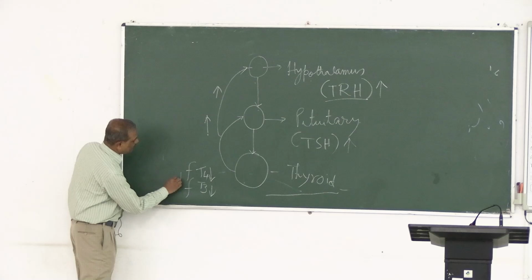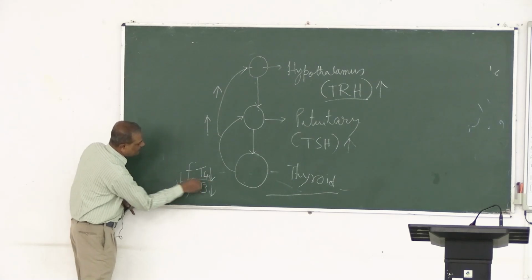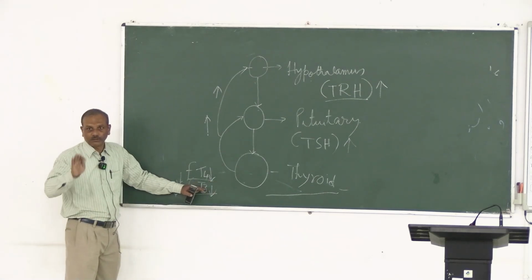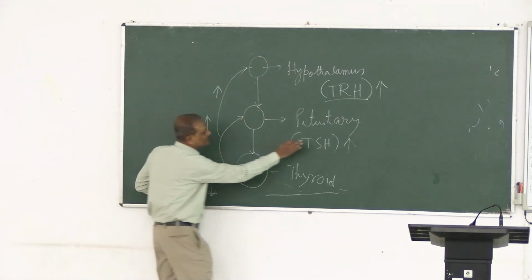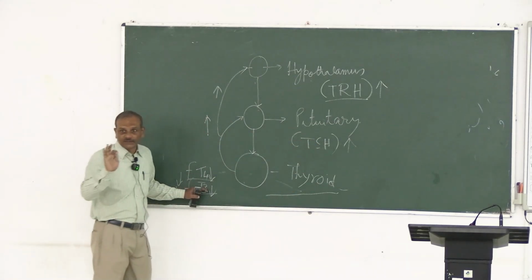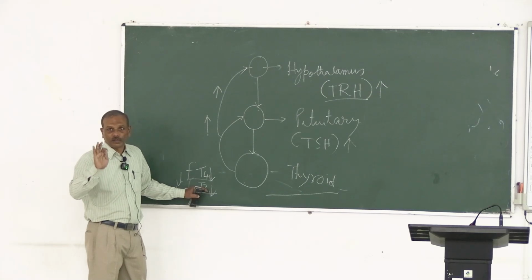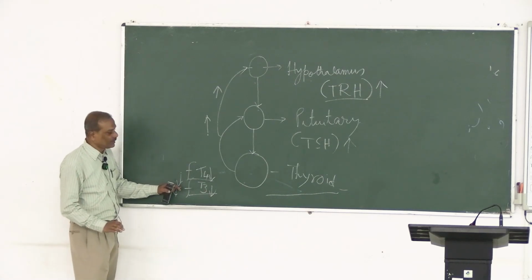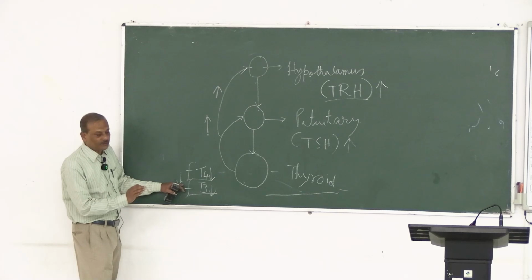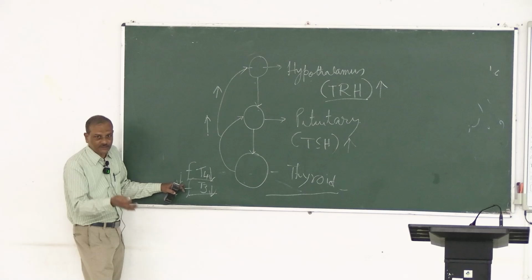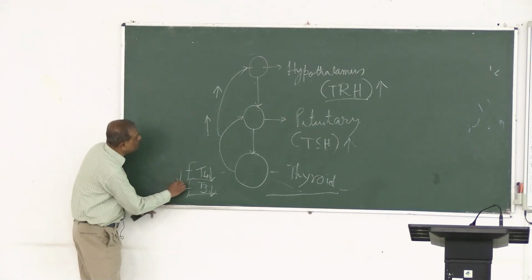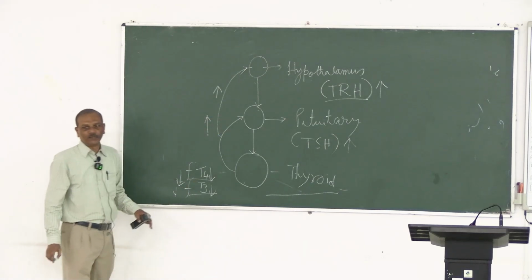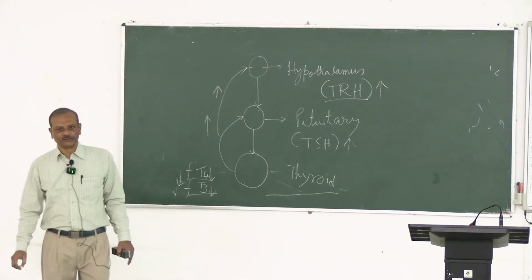So when FT3 and FT4 are within the normal range but TSH level is high, that means this is an early case of hypothyroidism, that is called subclinical hypothyroidism. Now, when FT4 is low, FT3 is lowered at a later stage, and TSH is high, that means it is a case of clinical hypothyroidism.